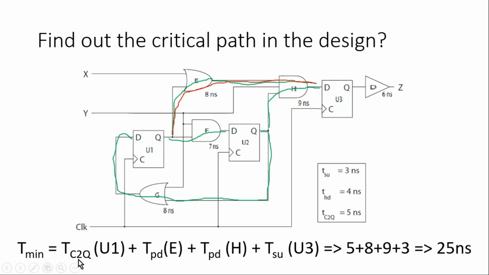T minimum will be equal to TCQ of U1 plus propagation delay of gate E, then propagation delay of H, then setup time of U3. TCQ is equal to 5 nanosecond. Propagation delay of E is equal to 8 nanosecond. Propagation delay of H is equal to 9 nanosecond. And setup time of U3 is equal to 3 nanosecond. Add them, you will get 25 nanosecond. So the minimum time period of operation for this path is 25 nanosecond.